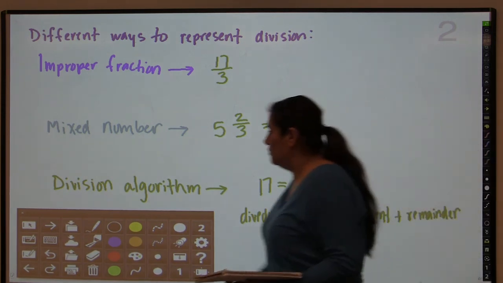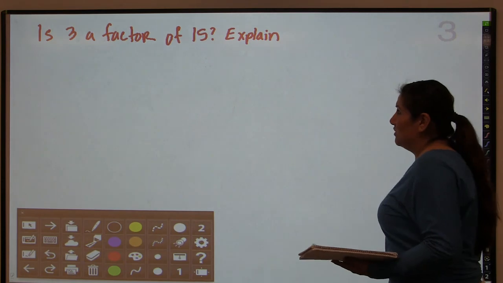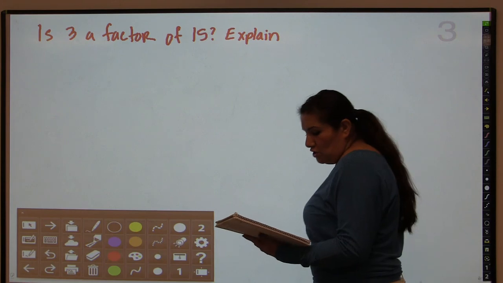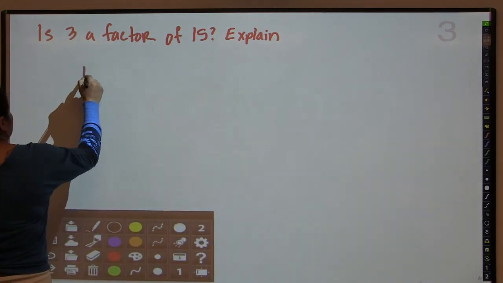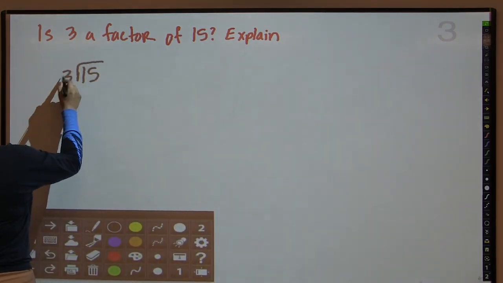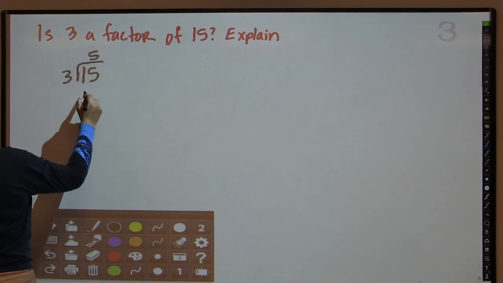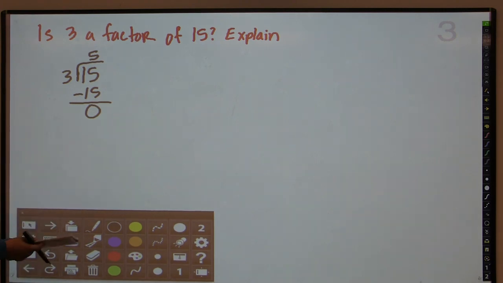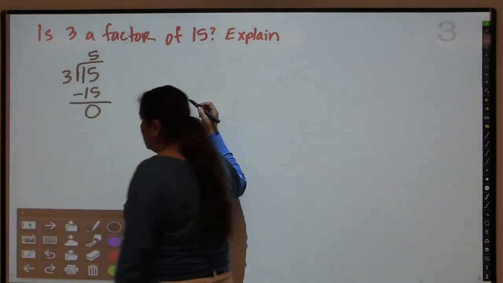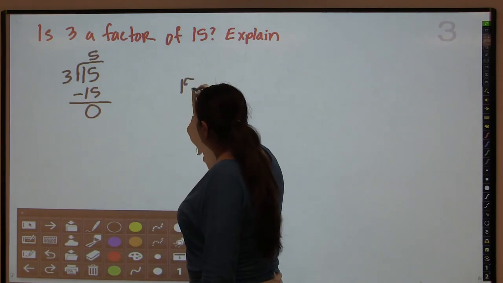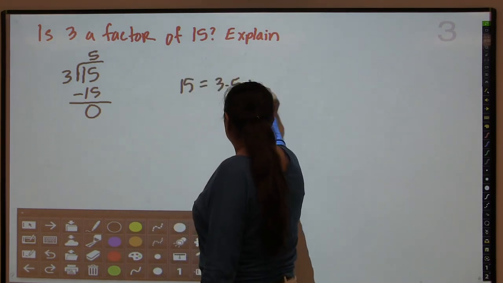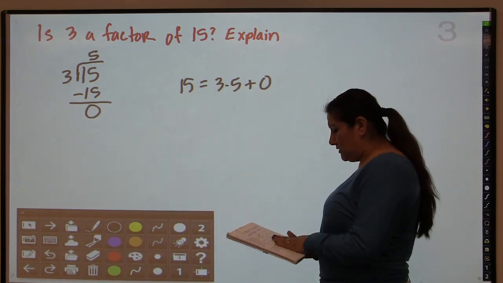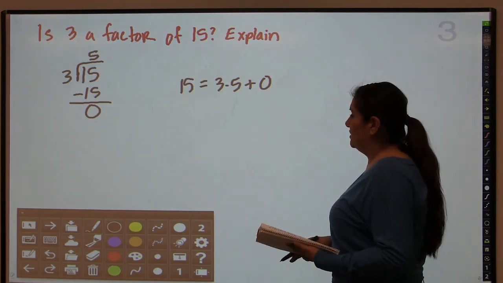So my next question for you, is 3 a factor of 15? This gets a lot easier to explain because when you do the division, we all know that 3 goes into 15 5 times. 5 times 3 is 15. When you do the subtraction, you get a 0 remainder. So this idea of having a 0 remainder is really important. You can even use the division algorithm to say that 15 is equal to 3 times 5 plus a 0 remainder. So we can see how the 0 remainder is a huge part of this division stuff.